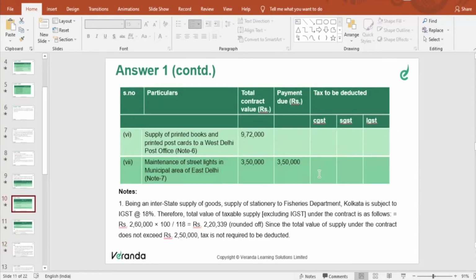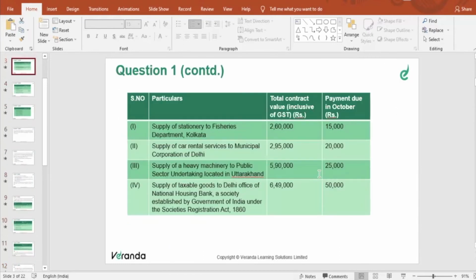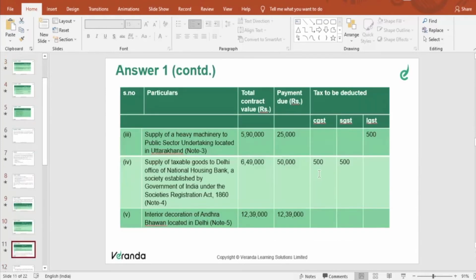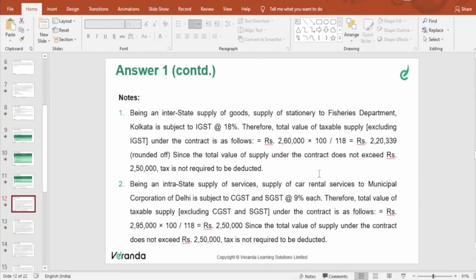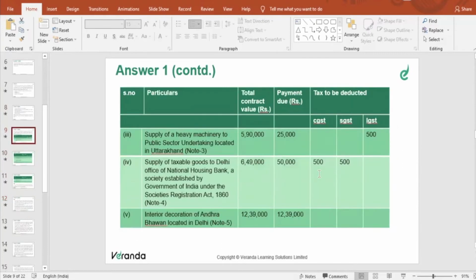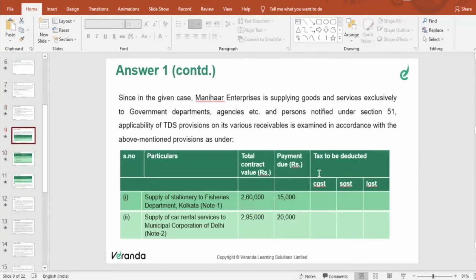Okay. The next one was car rental services to Municipal Corporation of Delhi. I think again we will go on the same lines only. Being an intra-state supply of services, supply of car rental services is subject to CGST, SGST, but the total value of taxable supply under the contract is 2,50,000 exactly. Since it does not exceed 2,50,000, tax is not required to be deducted. I hope you are following. So here we have just tried to bring it out.